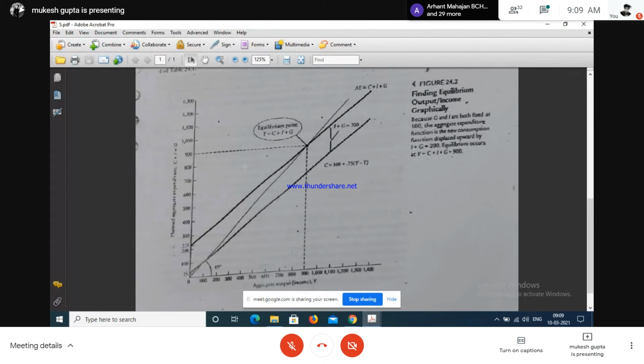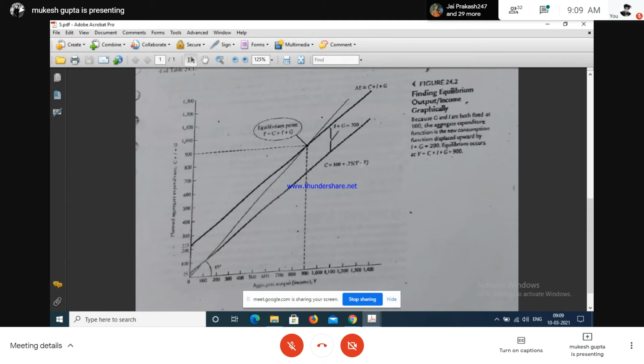Okay, so here this line represents the aggregate expenditure. On the vertical axis there is the planned aggregate expenditure, and on the horizontal axis, Y. You can see the 45-degree line. The 45-degree line makes the vertical axis equal to the horizontal axis at every point. Now, the consumption function is 100 plus 0.75 (Y minus T). So with different Y and disposable income, we can find the consumption line.